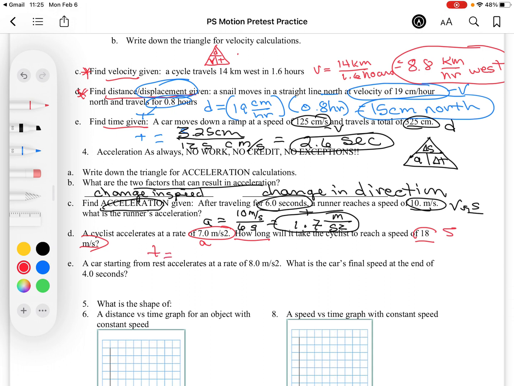Next, how long is the time? We are given an acceleration, and here is our speed. So time, looking at our triangle, will equal speed, which is 18. I'm going to write this in a different spot. Time will equal 18 meters per second divided by 7 meters per second squared. 18 divided by 7 is 2.6 seconds.